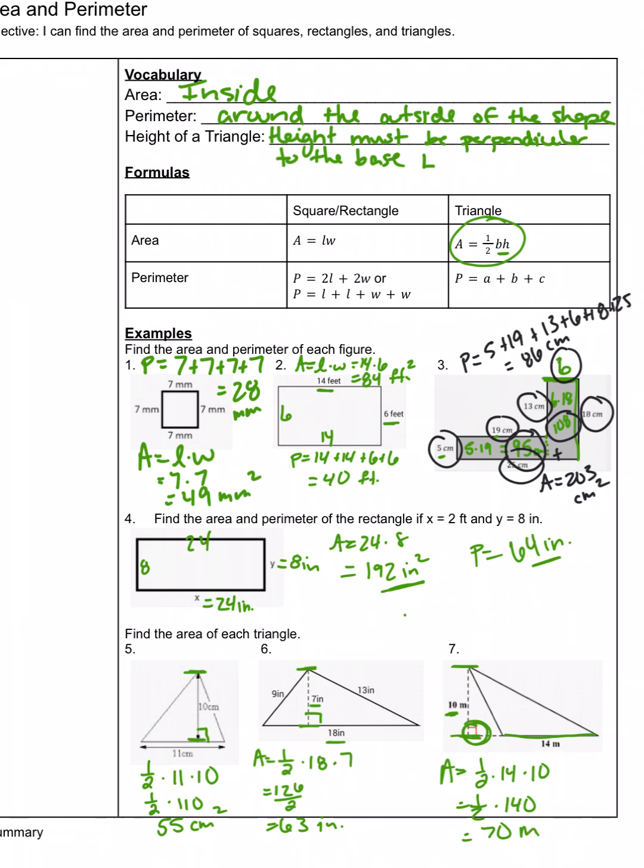So just be careful with triangles that you're using the right numbers for the base and the height. Always look for that right angle. Where is it 90 degrees? That tells you which one is the base and the height.